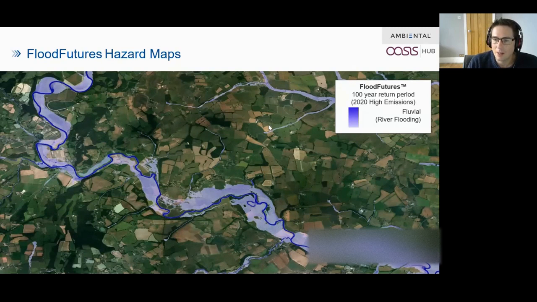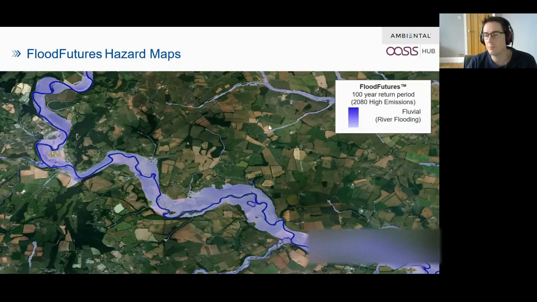So this is moving into the 2020s, high emissions profile we're following now, and then into the 2080s. You get the idea. Essentially, flows increase for the same event as we go into the future, and they increase more the higher the emissions.